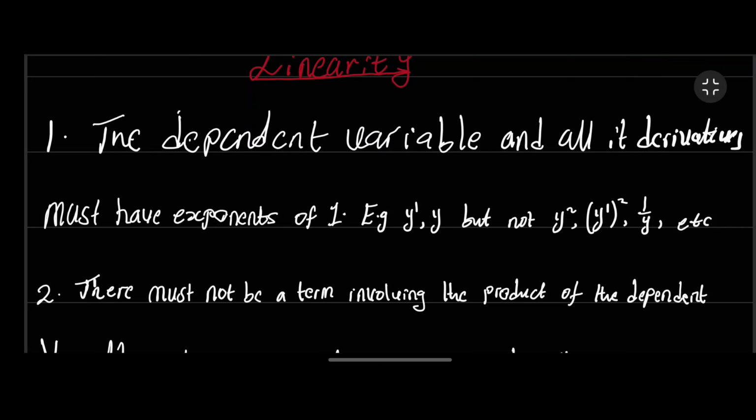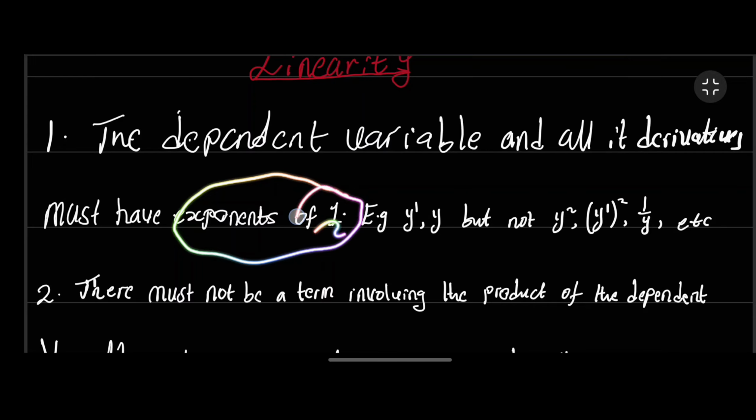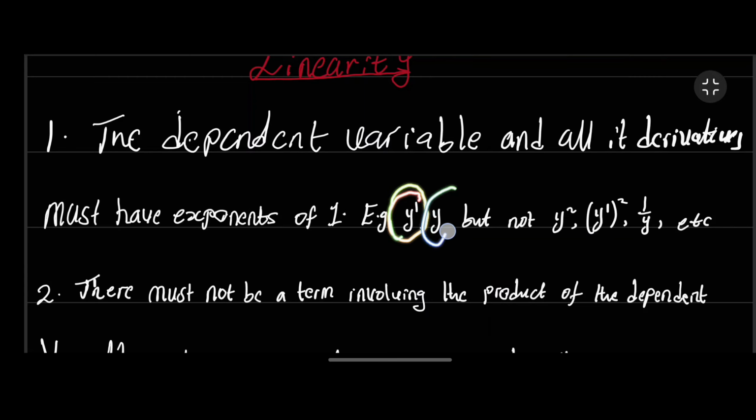Linearity depends on three conditions, the first of which is that the dependent variable and all of its derivatives must have exponents of 1. And what does that mean? It means the dependent variable and its derivatives should appear like this, but not like this. Not in a case where they have an exponent of 2, exponent of 3, or any other exponent. For example, look at this case. This is an exponent of -1, but not an exponent of 1. 1 is not the same as -1, etc.